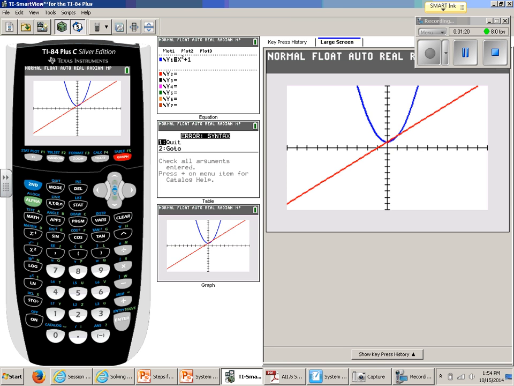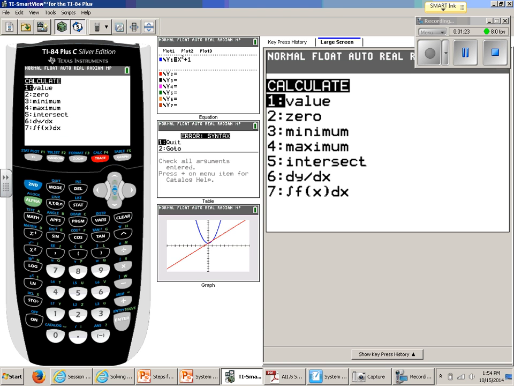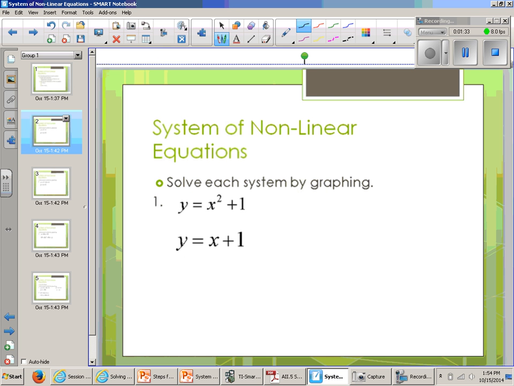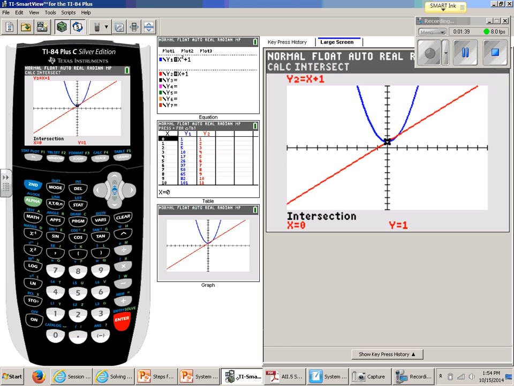So I'm going to do second trace, 5, and hit enter 3 times. So I have the ordered pair 0, 1. That's one of my solutions. And now I want to find the other point. So I'm going to go back to second trace, 5, but this time I have to move. This one was here, and I want to find the other intersection point that's up here.